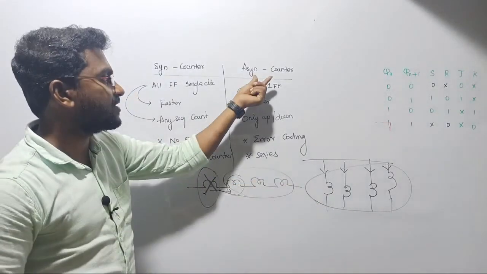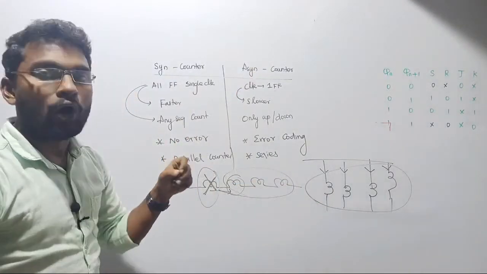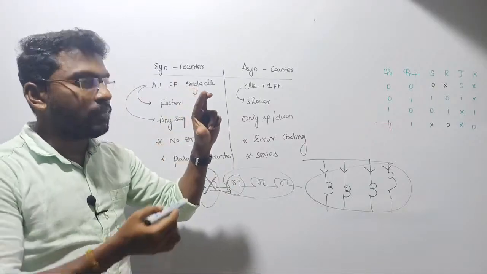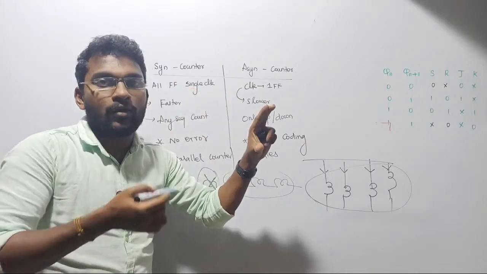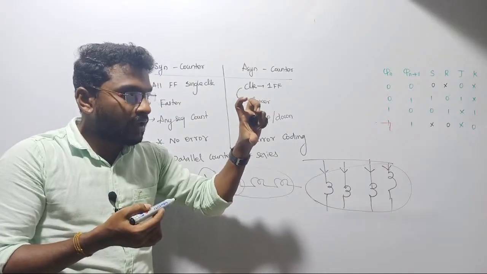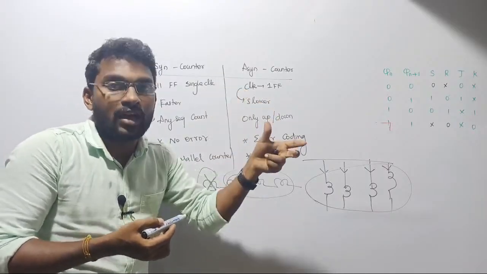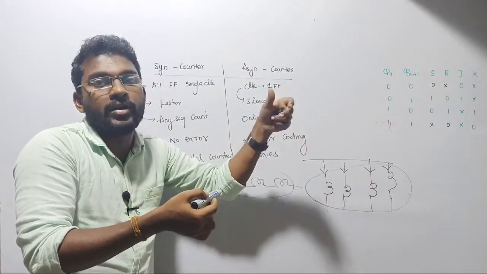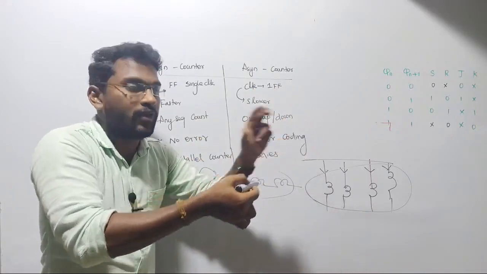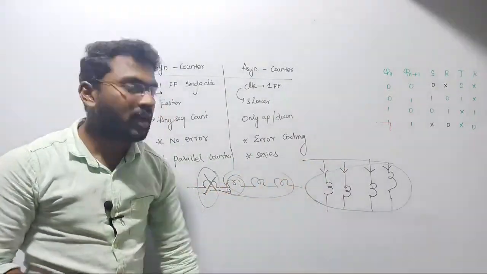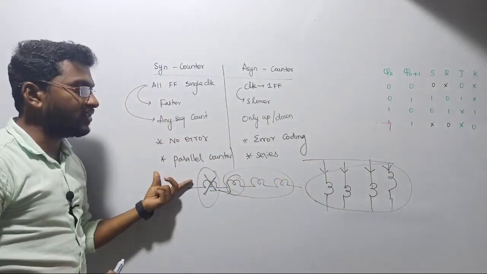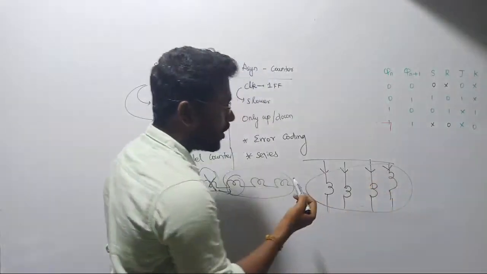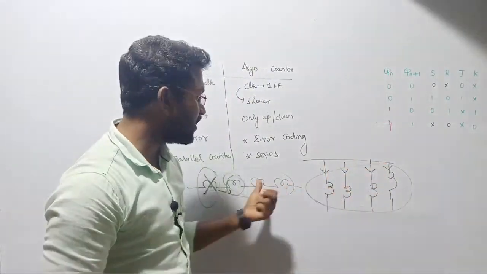What we saw when I was designing the asynchronous counter, how we designed it: the first flip-flop will be connected with the clock, whereas the second flip-flop will be triggered with the help of the output of the first flip-flop. Immediately the third flip-flop will be triggered with the help of the output of the second flip-flop. It will be continuous. That is called series. Whereas in the synchronous counter, all flip-flops will be synchronized with a single clock pulse. Clear? That is the difference.